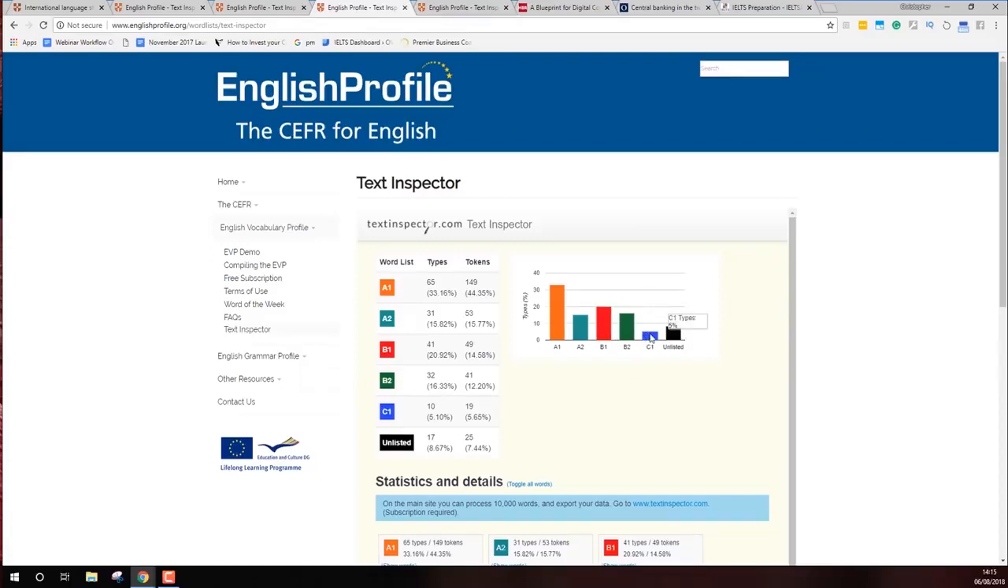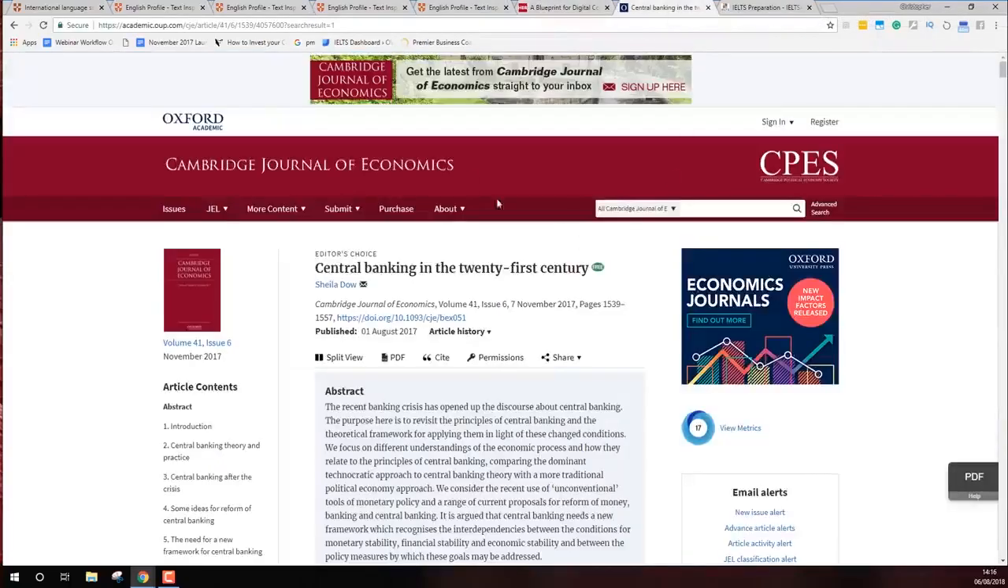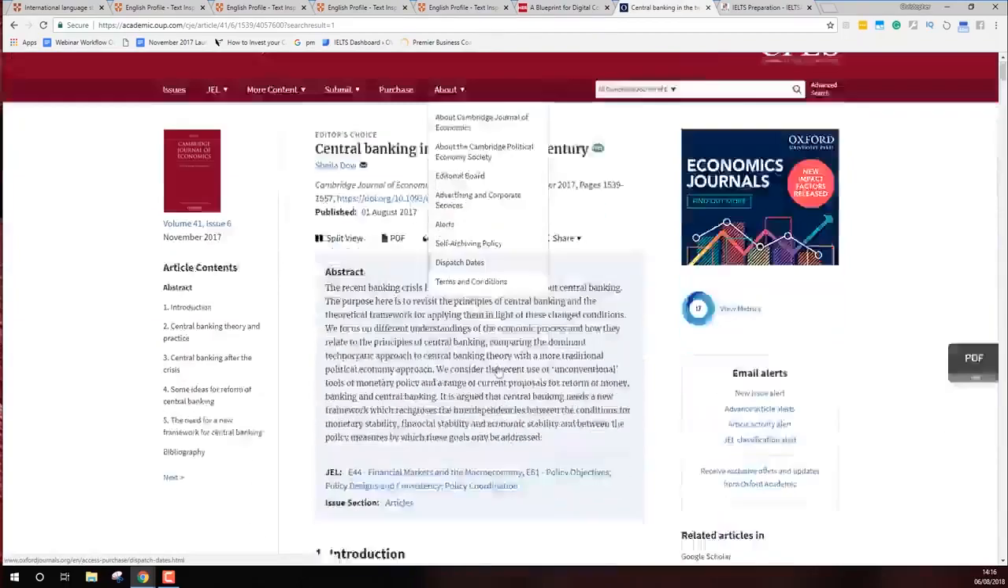So one of my students said, maybe that's a fluke, maybe you're just lucky, maybe that article wasn't very good. So what I did, I went and got an academic journal, the Cambridge Journal of Economics.